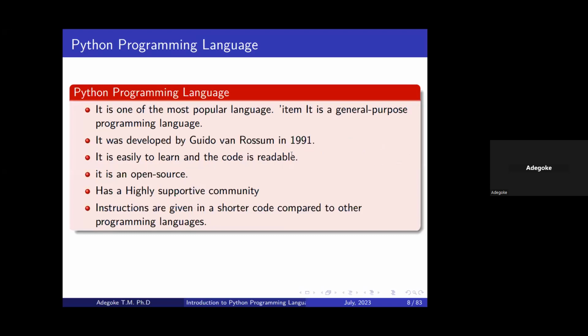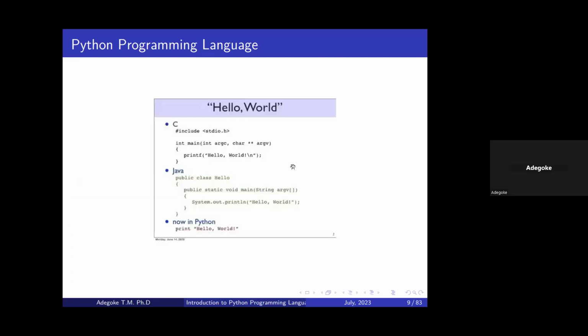Python is one of the most popular languages so far, and it was developed by Guido van Rossum in 1991. It is easy to learn and very readable. It is open source. When we talk about open source, we mean you don't need to pay before you have access to such a programming language. And it has a highly supportive community. A lot of people that are writing Python have written a lot of code, a lot of libraries, a lot of functions that you can leverage on. And the instructions are given in shorter code when compared with other programming languages.